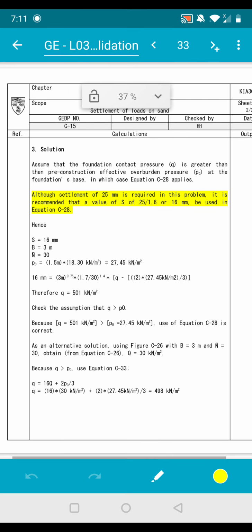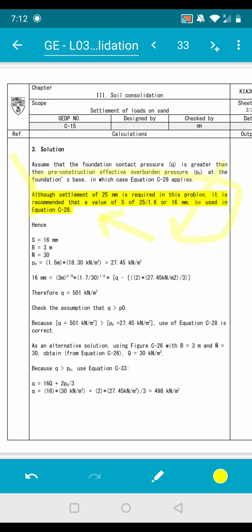Now, the solution. Assume that the foundation contact pressure is greater than the pre-construction effective overburden pressure at the foundation base, in which case equation C28 applies. So this one is from your notes. Again, thanks to Marisa for pointing this out. Okay, so this is the solution.